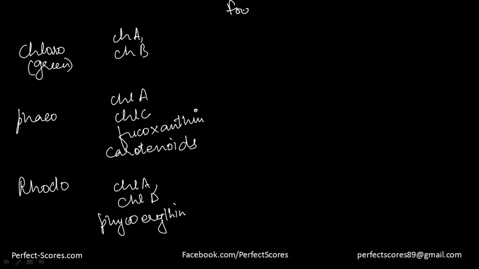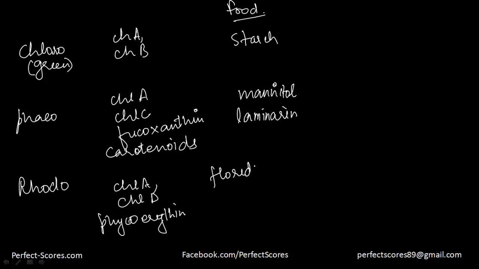Now the food that is stored in them is in this form. In Chlorophyceae, it's in the form of starch. In Phaeophyceae, it's in the form of mannitol and laminarin. And food in Rhodophyceae is in the form of Floridean starch.